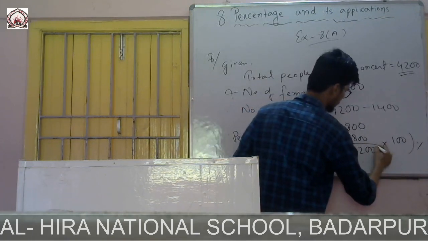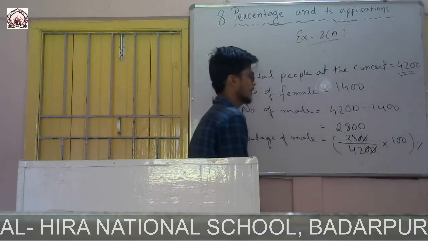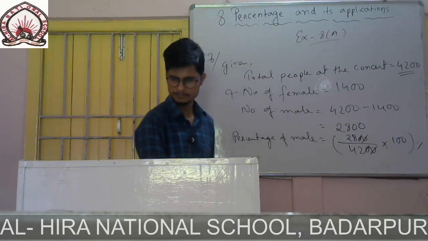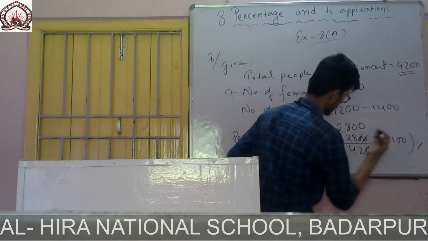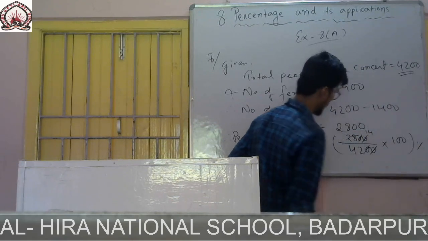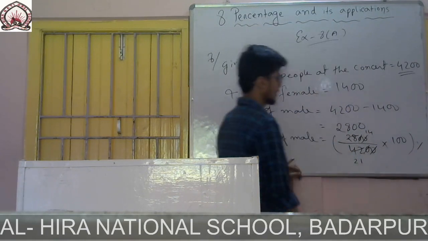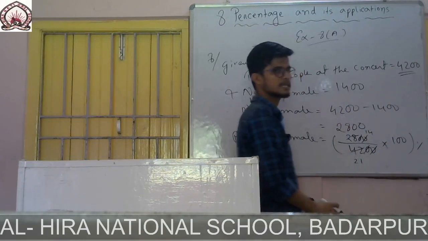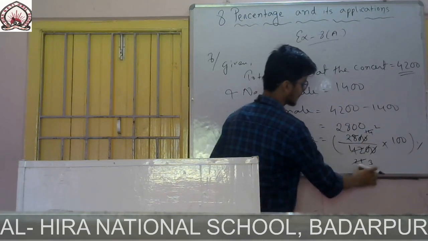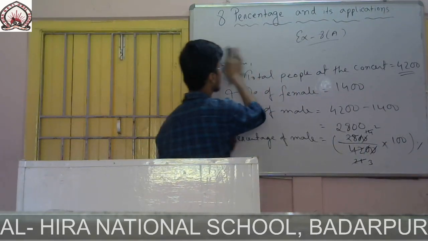So you see, I can cancel these two zeros easily. Then 28 and 42: cancel with 2. 2 ones are 2 and 2 fours are 8. This one you can cancel with 2 as well. They are 14 and 21. If I cancel with 7, 7 twos are 14 and 7 threes are 21. There is 2 left and 3 left. 2 into 100 is 200 by 3.